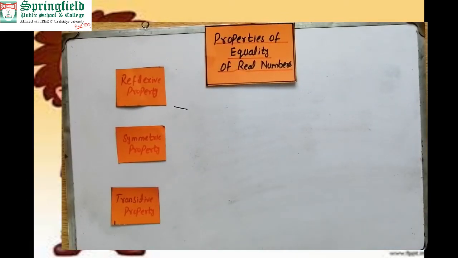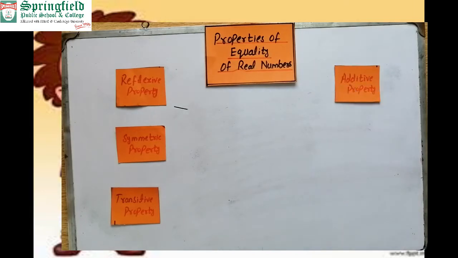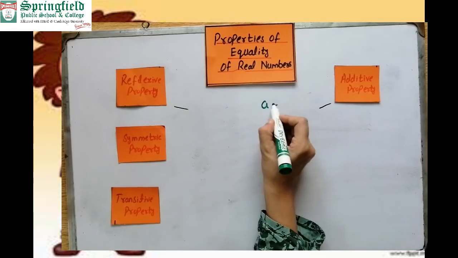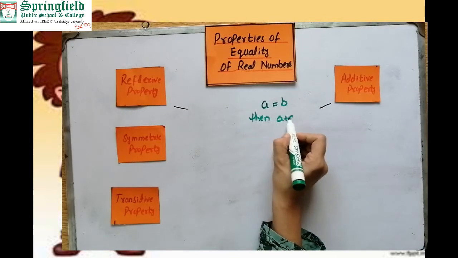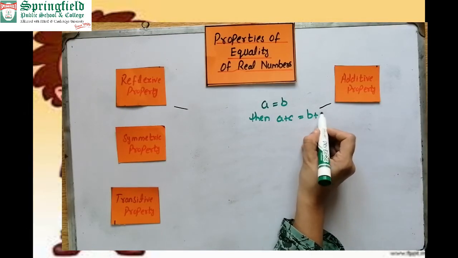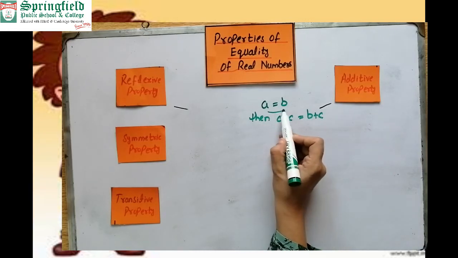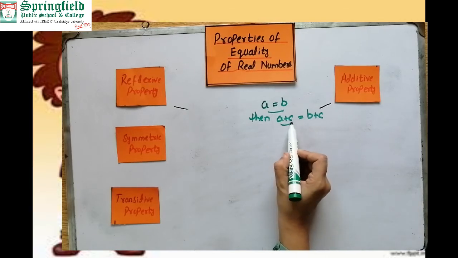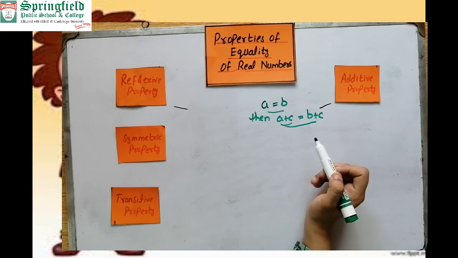The next property is the additive property. Additive property says that if A is equal to B, then A plus C must be equal to B plus C, when A, B, C are real numbers. When A is equal to B, the additions A plus C and B plus C must be equal.